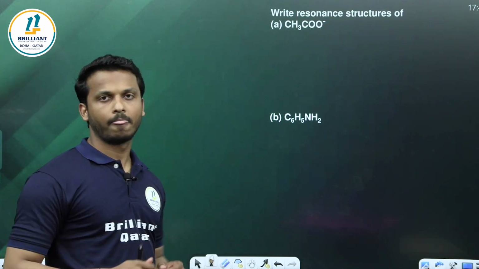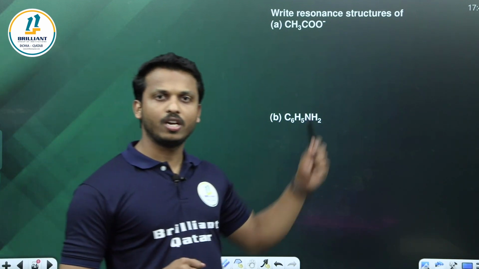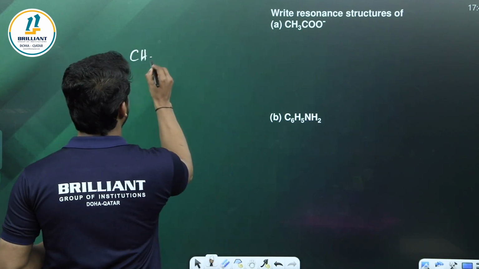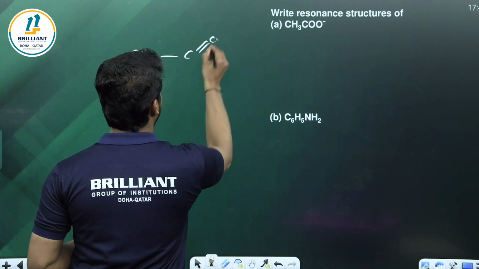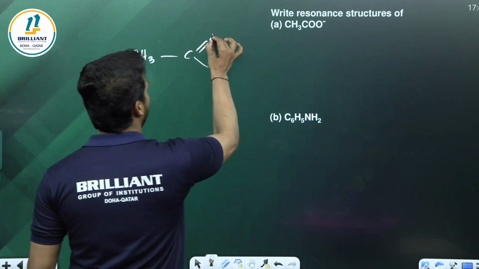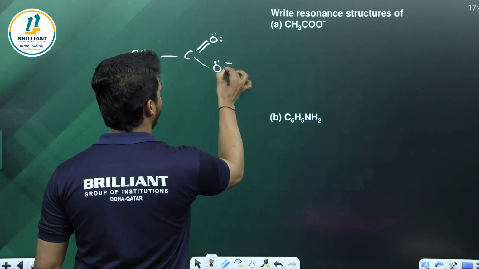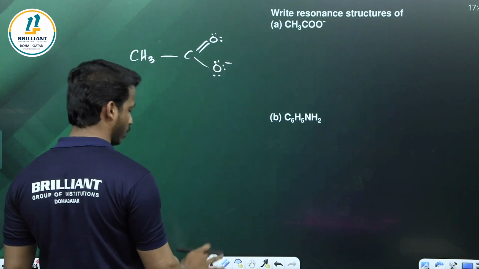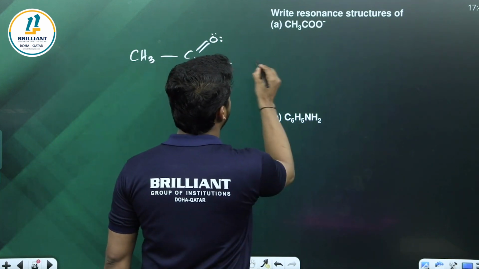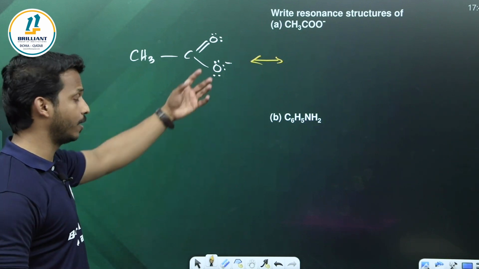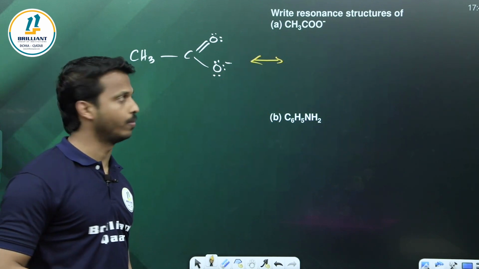Write the resonance structures of this. This is common, not a benzene compound, the first one. What is that? Acetate. What is acetate? CH3COO minus. This is the acetate structure. On the oxygen, the Lewis dot structure has lone pairs: the double-bonded oxygen has 2 lone pairs, the single-bonded oxygen has 3 lone pairs. How to draw the resonance of this ethanoate ion or acetate ion?